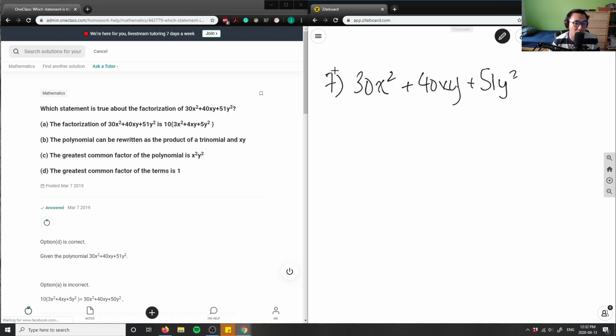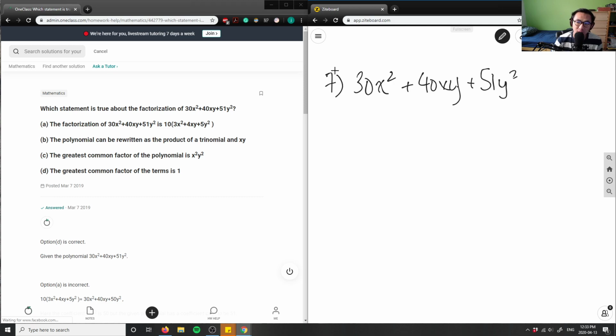The factorization of 30x squared plus 40xy plus 51y squared is 10 times 3x squared plus 4xy plus 5y squared. The polynomial can be written as a product of a trinomial and xy. The greatest common factor of the polynomial is x squared y squared. The greatest common factor of the terms is 1. So what is true about the factorization of this?